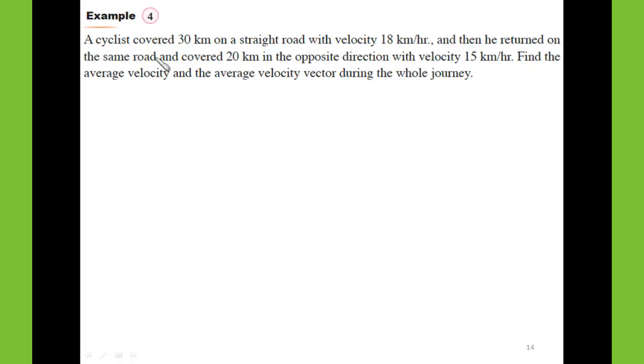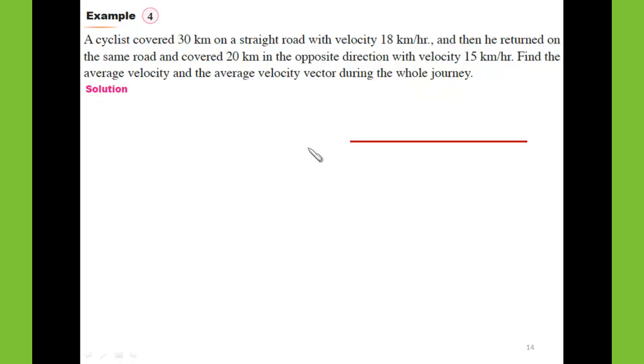Example: a cyclist covered 30 kilometers on a straight road with velocity 18 kilometers per hour. And then he returned on the same road and covered 20 kilometers in the opposite direction with the velocity 15 kilometers per hour. Find the average velocity and the average velocity vector during the whole trip.